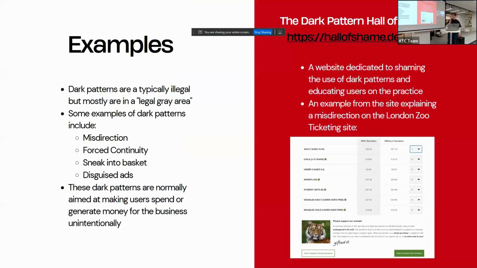But some examples of dark patterns include misdirection and false continuity, when you might think that you're just purchasing a once-off application use or something like that, but it's actually a monthly, weekly, or daily subscription. Sneak into basket, which is very scummy, where you add an item to your cart and they throw in an extra one, and then disguised ads. Now, these dark patterns are normally aimed at making users spend or generate money for the business unintentionally. Instead of trying to get users to engage more, these are more directed at money.